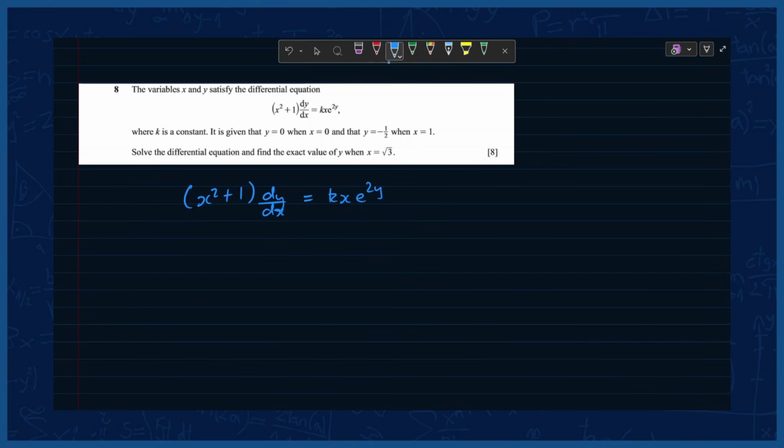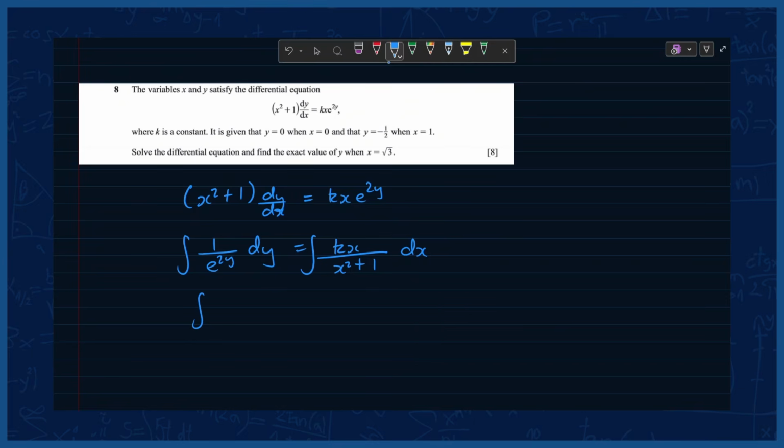So my e to the 2y will move to the left and it becomes 1 over e to the 2y. My dy remains, and this side I remain with my kx, and now this x squared plus 1 is multiplying this side. When it moves over, it divides. I've got x squared plus 1, and my dx is dividing this side. It moves, it multiplies. Now I have separated my variables, so I have to integrate both sides.